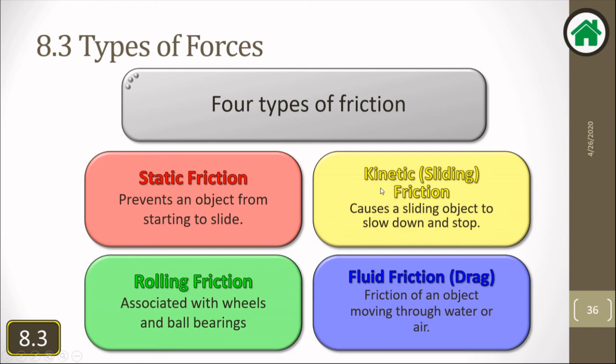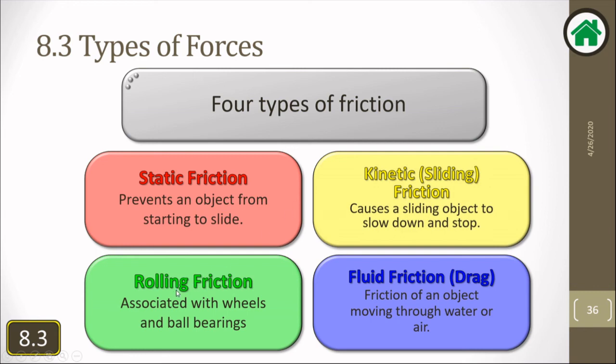Once it does start to slide, then the friction changes to what we call kinetic or sliding friction. Kinetic is a word that means moving, and we'll talk about this word in much greater detail in our next chapter. Kinetic friction will cause an object to slow down and stop unless you continue to push on that object to counteract the kinetic friction and keep it moving.